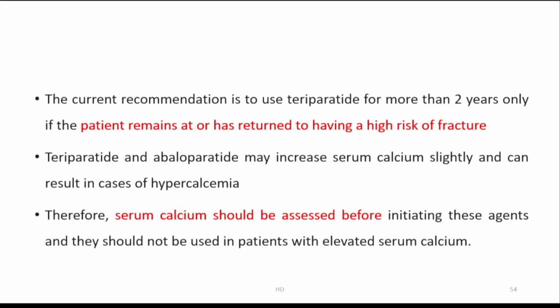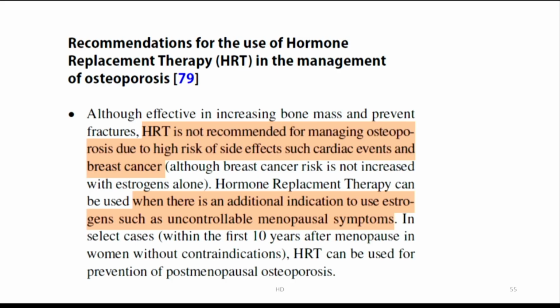So the current recommendation is to use teriparatide for more than 2 years only if the patient remains at or has returned to having high risk of fracture. Teriparatide may increase serum calcium slightly and can result in cases of hypercalcemia. Therefore, serum calcium should be assessed before initiating these agents, and they should not be used in those with hypercalcemia.